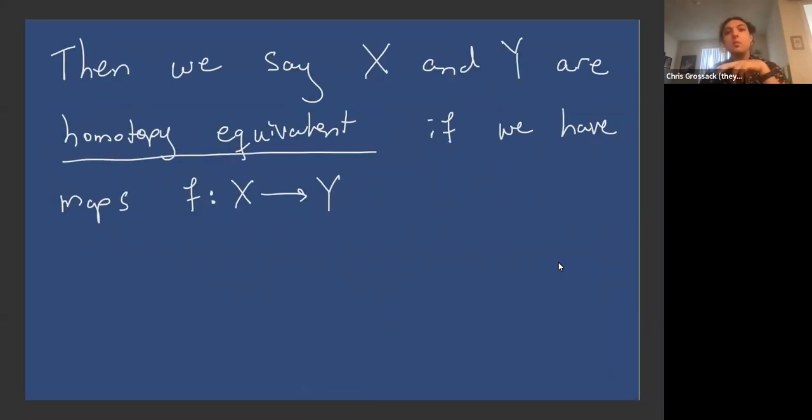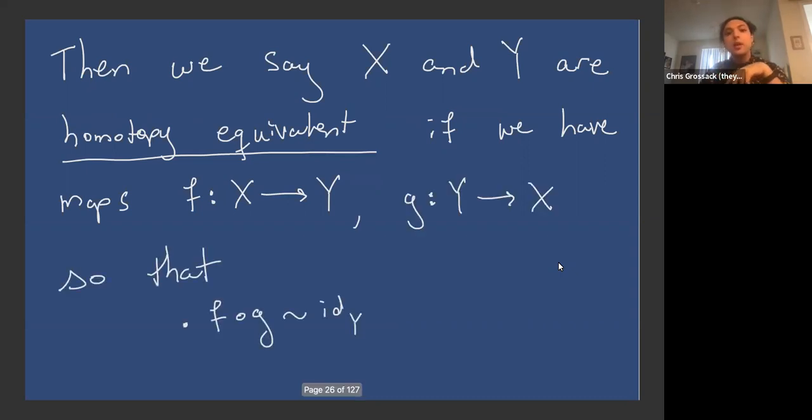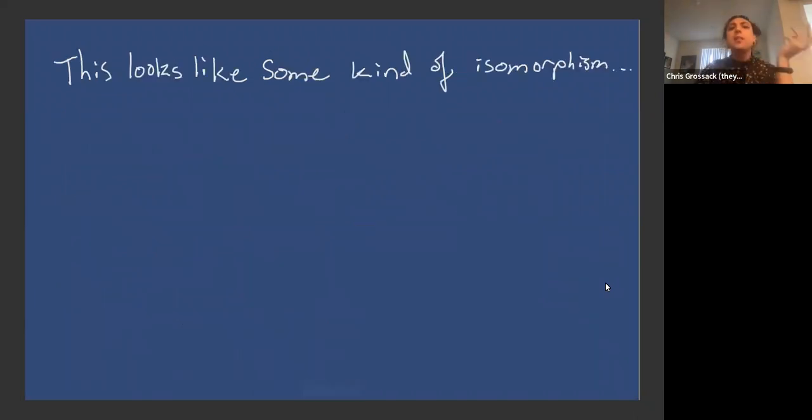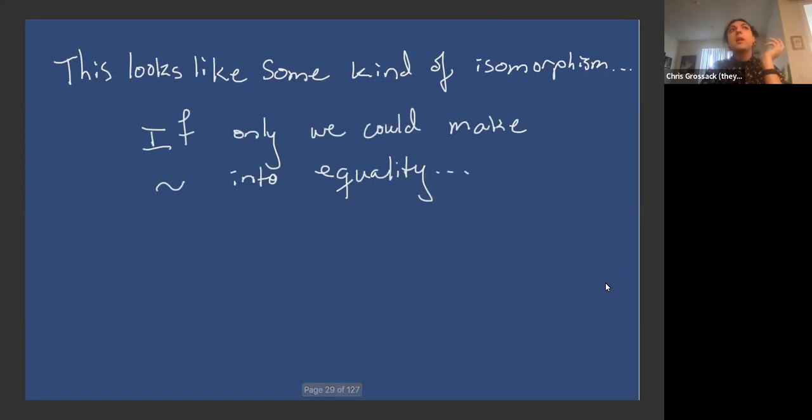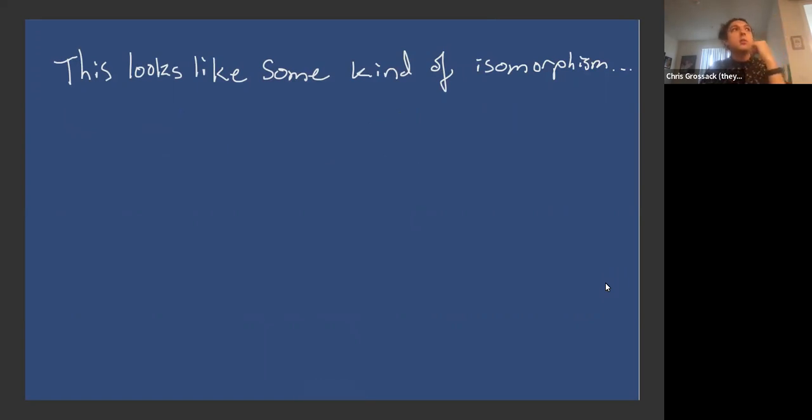So we say that X and Y are homotopy equivalent, again, classically, if we have maps f from X to Y, g from Y to X, which maybe they're not inverses on the nose, but they're inverses up to homotopy. So instead of f composed with g being equal to the identity on Y, we merely ask that it be homotopic to the identity on Y. And if you're familiar with categories, this is entirely analogous to the notion of equivalence of categories instead of isomorphism of categories. We're asking that we only get equality up to a 2-cell, so something like a natural transformation, so a homotopy here. And again, this looks like some kind of isomorphism, and it turns out to be a very, very useful thing to talk about spaces up to homotopy.